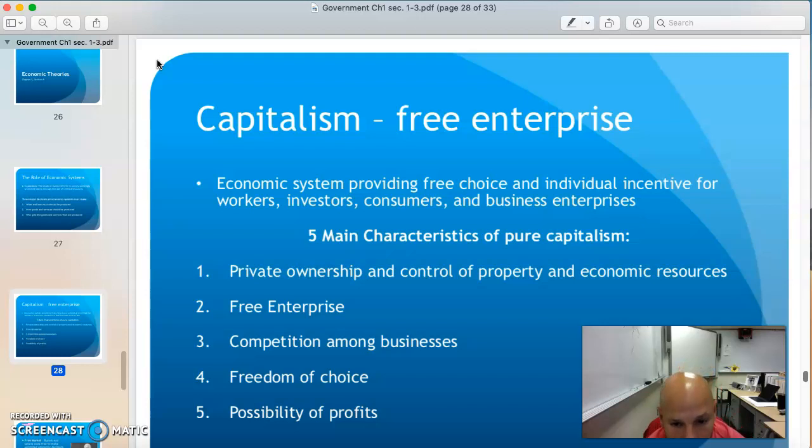All right, private ownership. Five main characteristics. Number one, private ownership and control of property and economic resources. Number two, free enterprise: you're able to freely choose what you want to buy and what you want to sell. Number three, competition among businesses. It makes businesses better. If you're competing, you're going to try to make the best product you can. Therefore, people will come and buy your product. Therefore, you can get rich. Number four, freedom of choice: you have the choice to choose what you want to do. And five, possibility of profits.